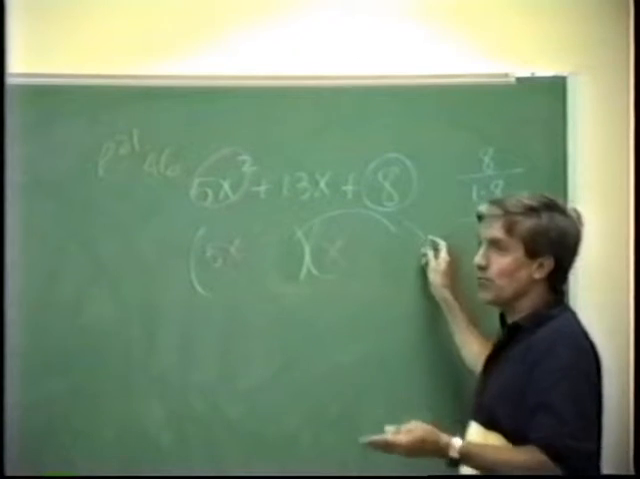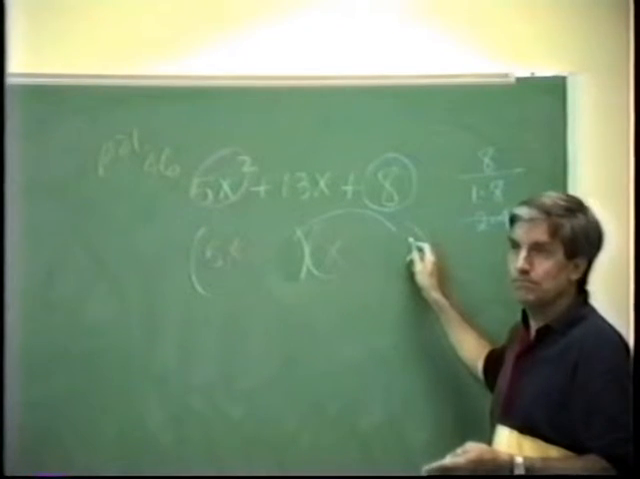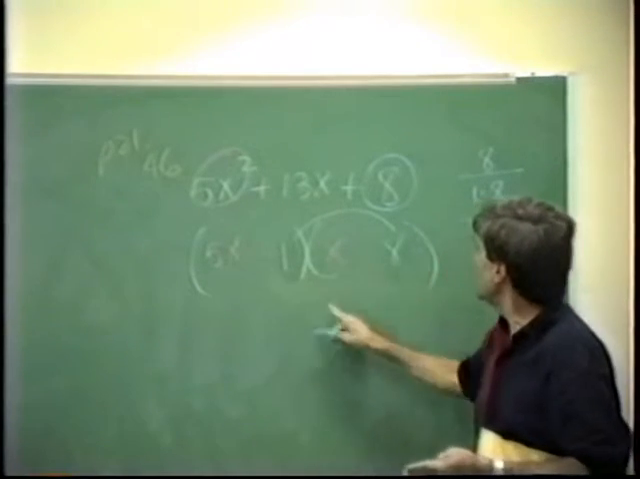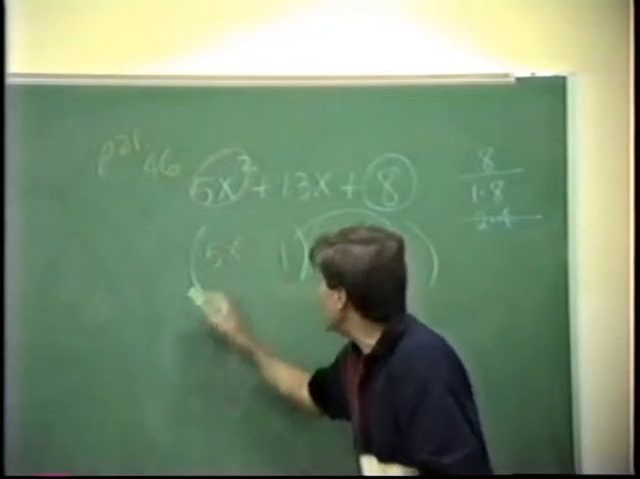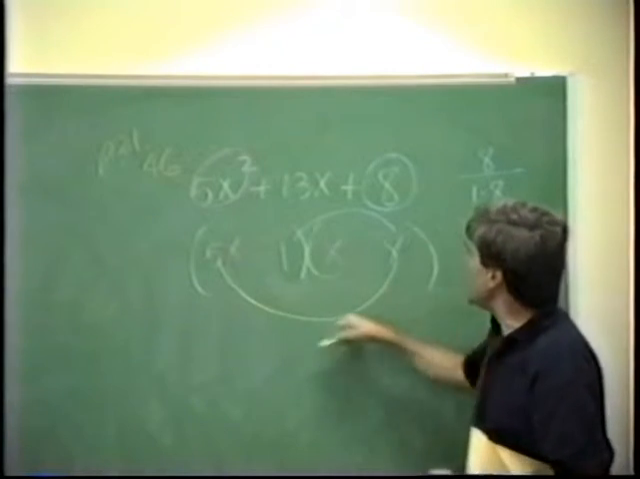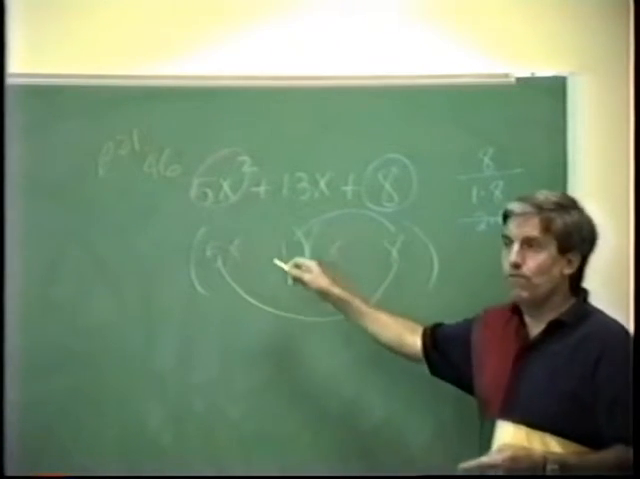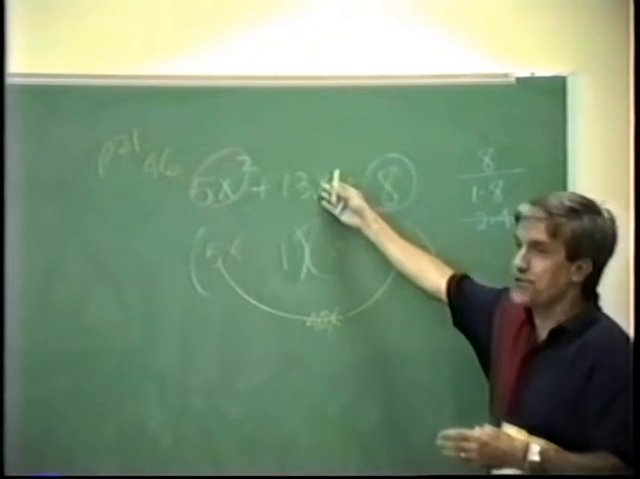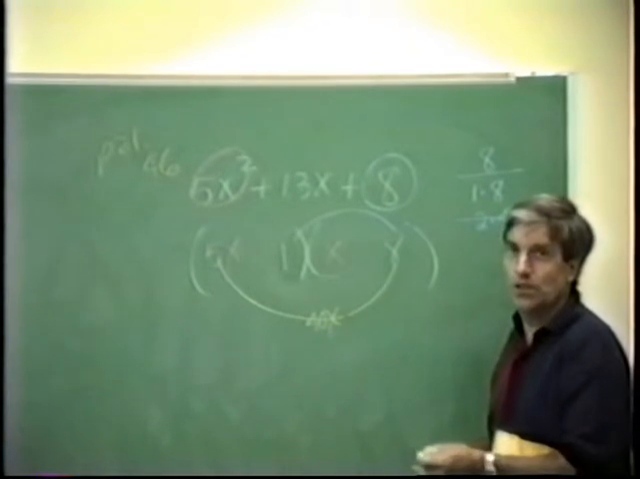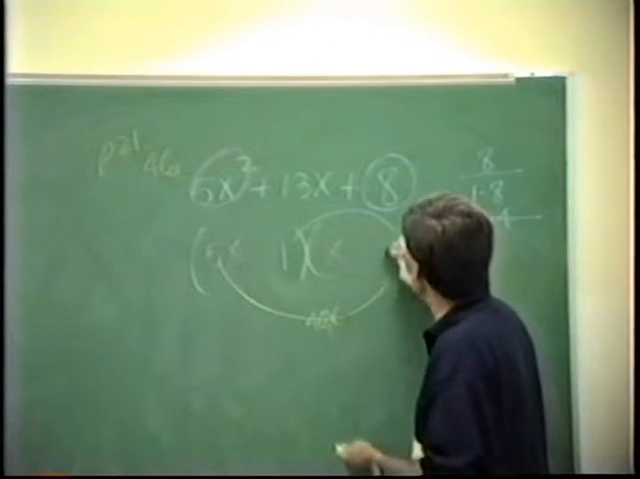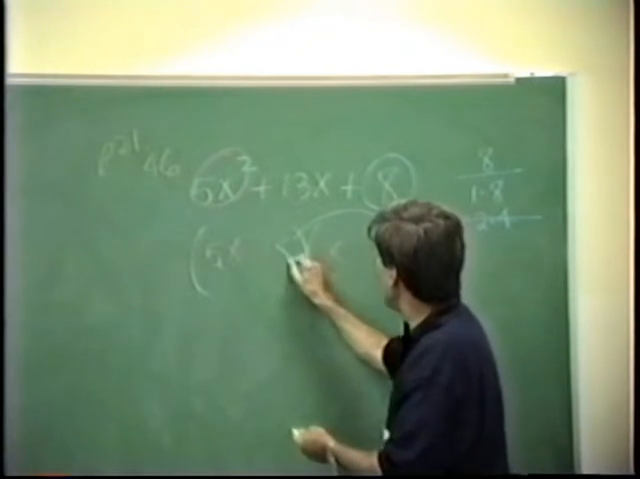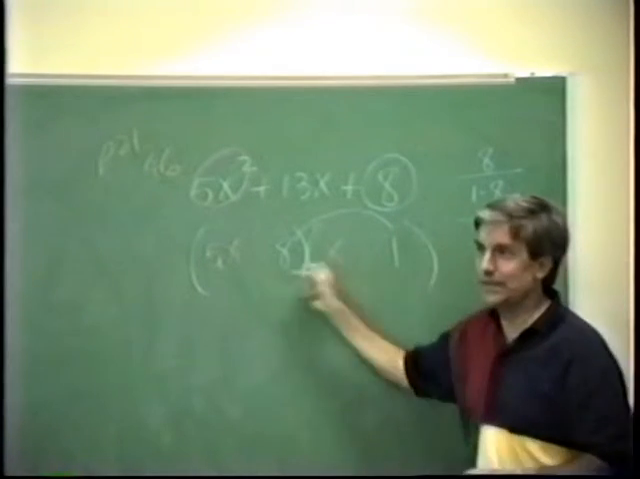Now, does it matter where you put the 1 and the 8? Yes, it does. If you put the 8 down here and the 1 up front, that would give you outer times outer, 5 times 8, which would be what? 40x. So you see, that's not going to work, is it? That's not going to be anywhere near 13x. Way too much. So what do we do instead of having 8 down at the end? Put the 8 up front and the 1 at the end.